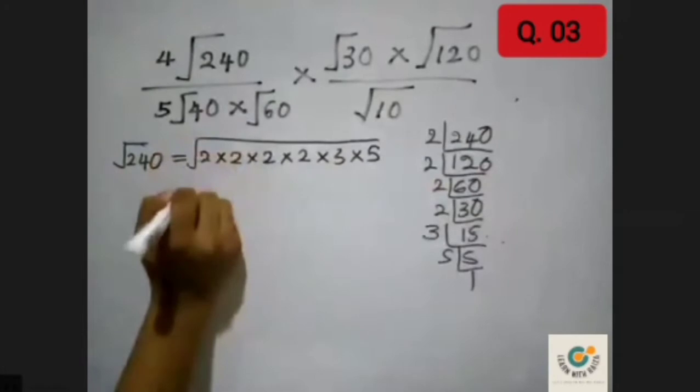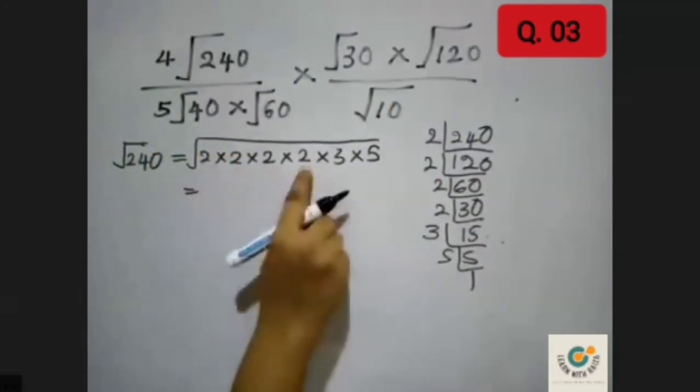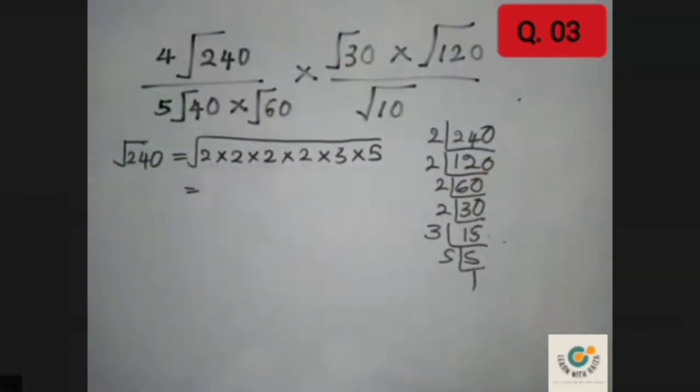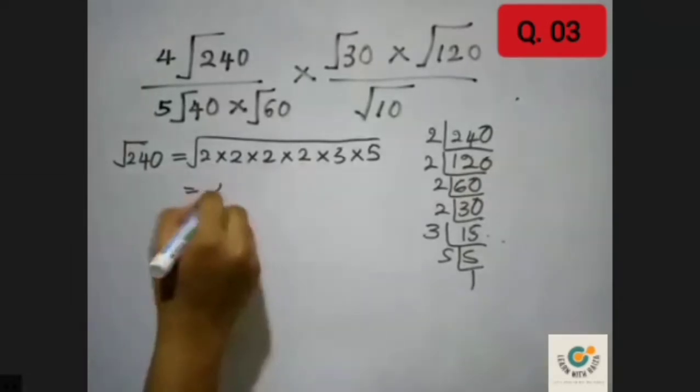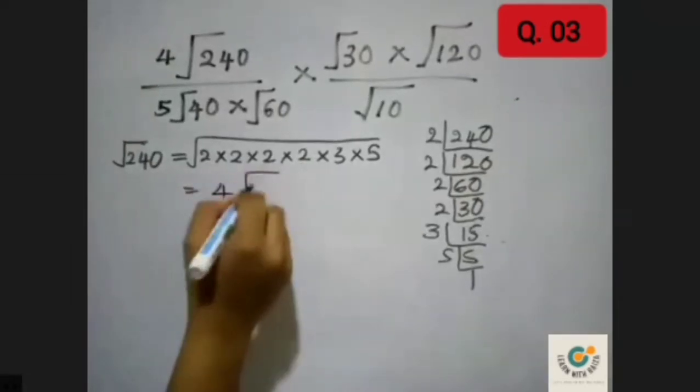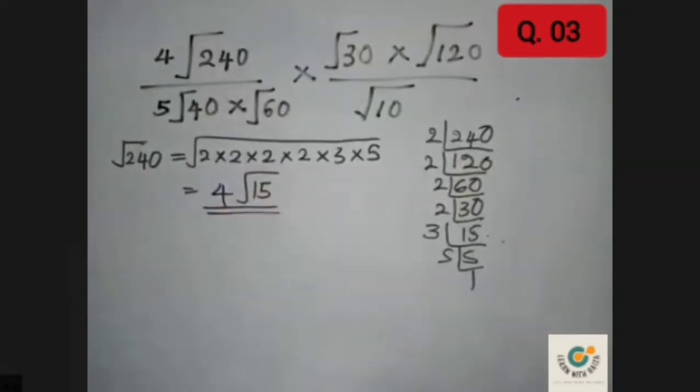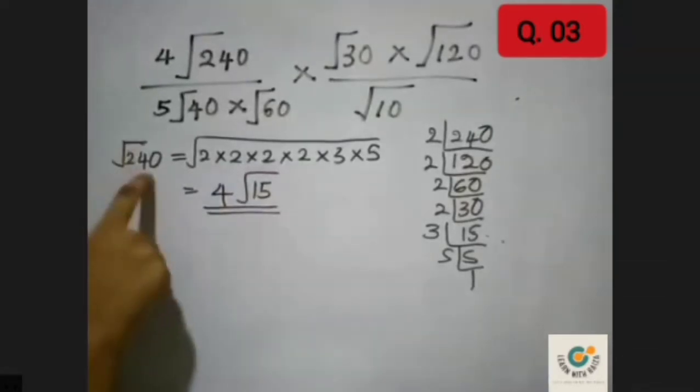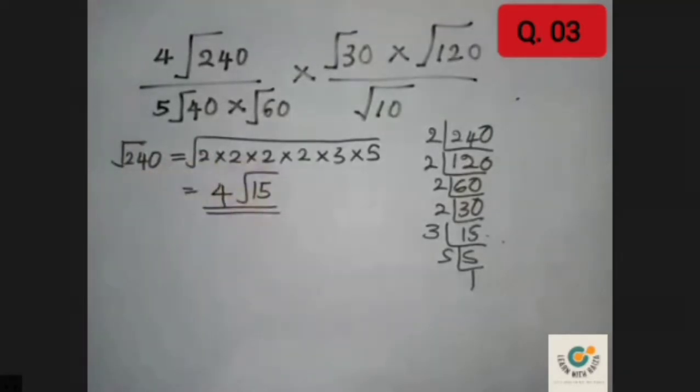Now, can you see 2 into 2, 4, 4 into 2, 8, 8 into 2, 16. 16 is a square number. Square root of 16 is 4. And 3 into 5 is 15. Now, I can do it in this manner. Instead of root 240, I can write 4 root 15.